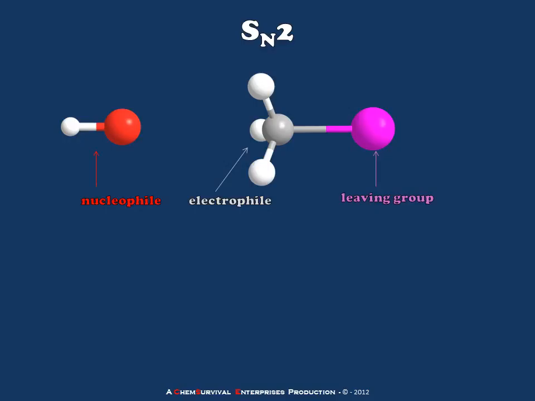So here we've identified our nucleophile as the hydroxide, our electrophile as the carbon on the methyl halide, and our leaving group as the halogen on the methyl halide. Let's begin the SN2 reaction mechanism and see how this proceeds.